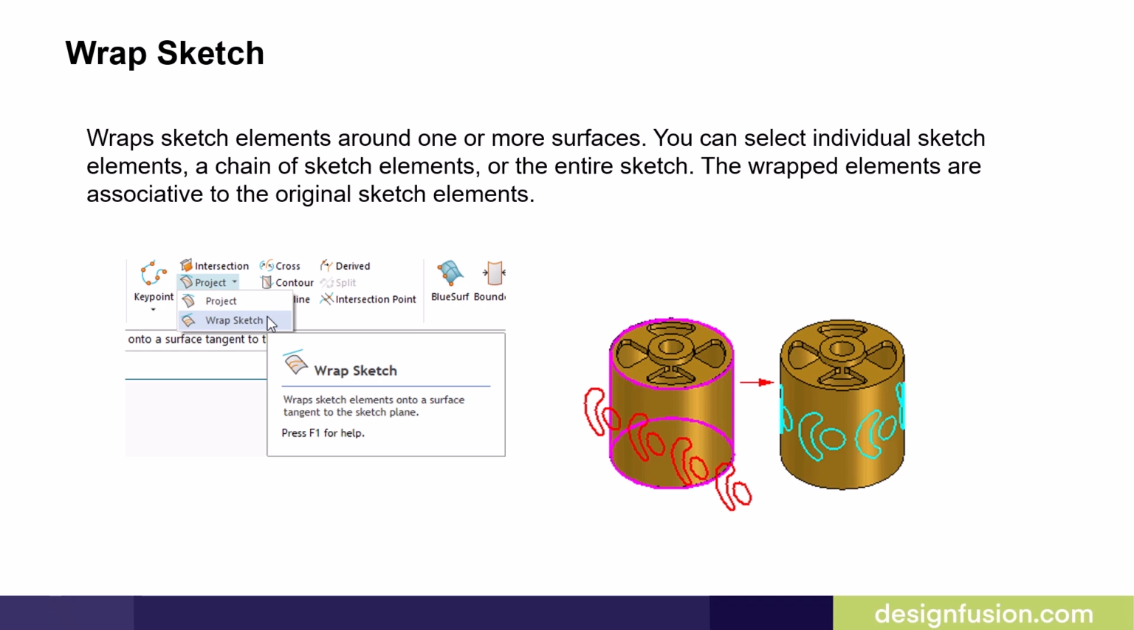Solid Edge provides you the ability to wrap sketches. The Wrap Sketch command is found on the Surfacing tab. This command wraps sketch elements around one or more surfaces. You can select individual sketch elements, a chain of sketch elements, or the entire sketch. The wrapped elements are associative to the original sketch elements.